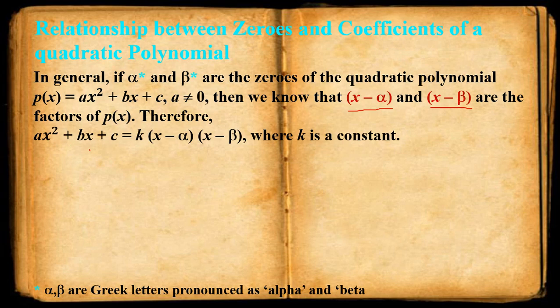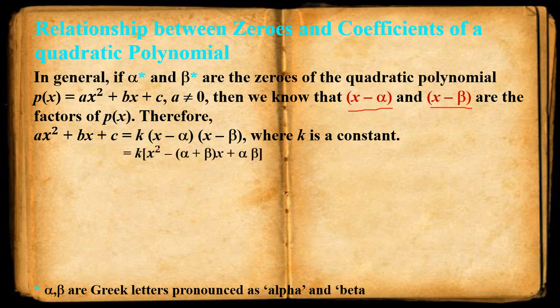Now we can write the polynomial ax square plus bx plus c. As we factorize it, we get k into x minus alpha into x minus beta is equal to ax square plus bx plus c. So this polynomial is the product of its factors. Here k is any constant.